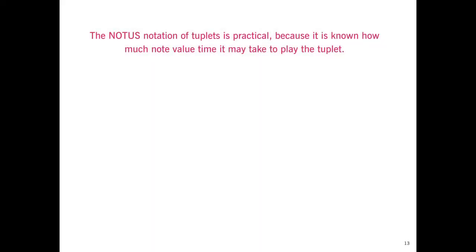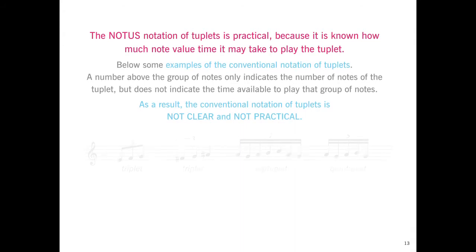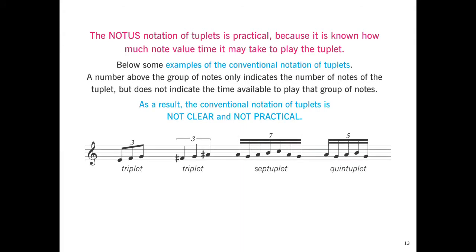The NOTUS notation of tuplets is practical, because it is known how much note value time it may take to play the tuplet. Below are some examples of the conventional notation of tuplets. A number above the group of notes only indicates the number of notes of the tuplet, but does not indicate the time available to play that group of notes. As a result, the conventional notation of tuplets is not clear, and not practical.